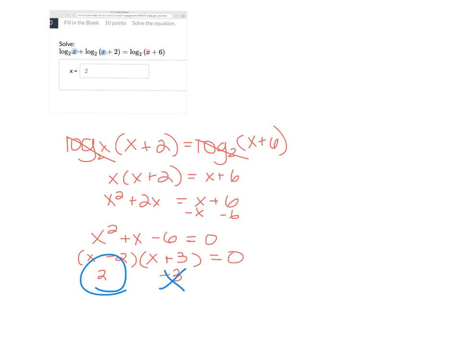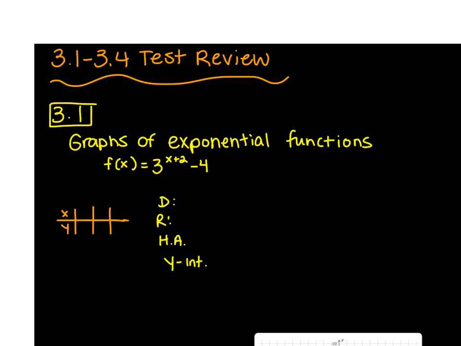Questions? Again, I'll go back to the graphing ones, but all of that stuff is fair game for your test. So logistics on your test, it is sections 3.1 to 3.4. It is Tuesday of next week.